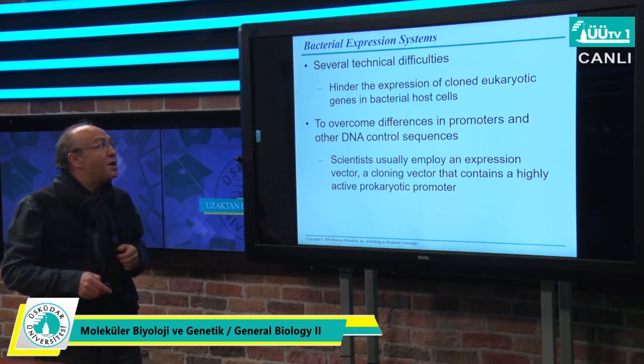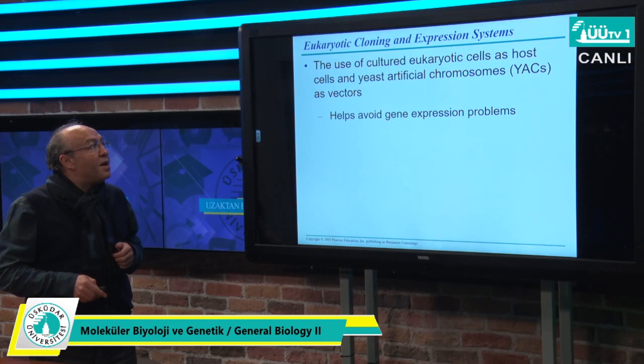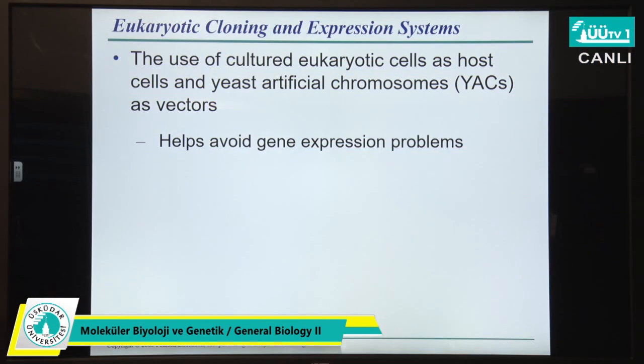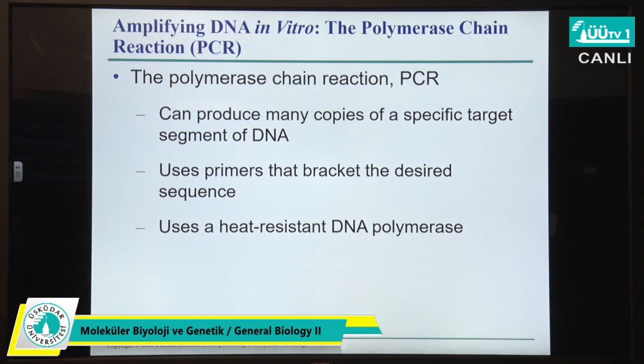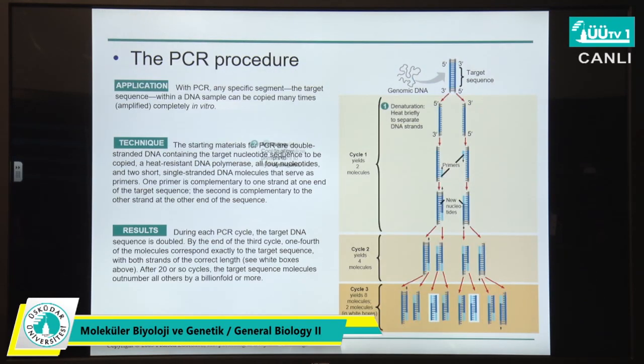We talked about the bacterial expression system and the eukaryotic cloning and expression system as well, and amplifying the DNA by PCR. We all talked about these techniques, especially now, as you're aware, the most precise technique to detect if someone is carrying the coronavirus RNA. It's about 25 to 100% precision.